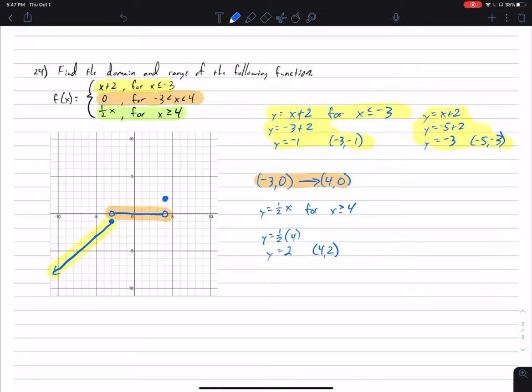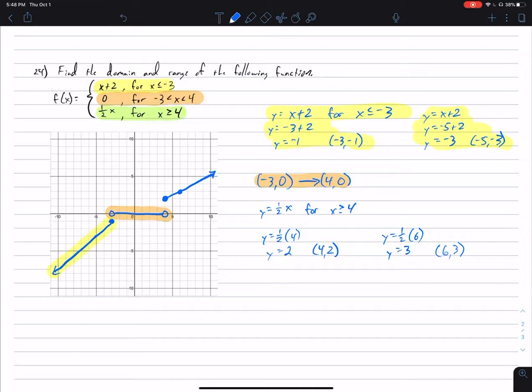Now I need to pick any point greater than 4 to give myself a second point. I'm going to choose 6. You could use 5, but you get a fraction. So y equals 1/2 times 6, which means y would be 3. So my point would be (6, 3), which is going to be right here. And then again, we're going to draw those lines. All the points greater than 4, so we'll draw an arrow that continues on forever.